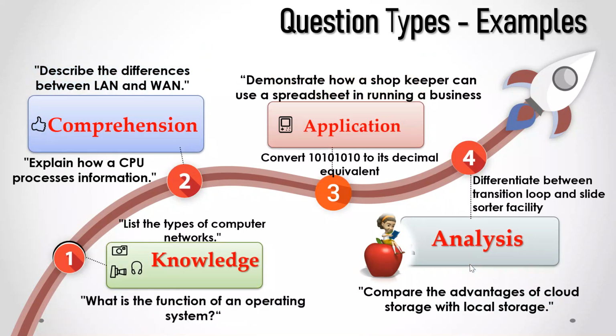For example, under knowledge, the question is saying list the types of computer networks. List 2 types of computer networks, or list 3 types of computer networks. Another question can be saying, what is the function of an operating system? So these are the category of questions under knowledge. When it comes to comprehension, expect questions like explain how a CPU can process information, or describe the difference between learn and want. Those are comprehension questions.